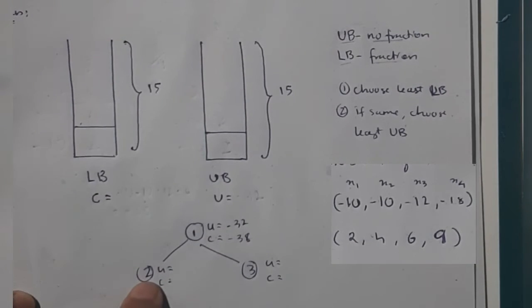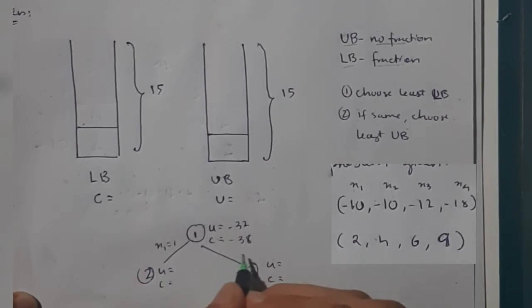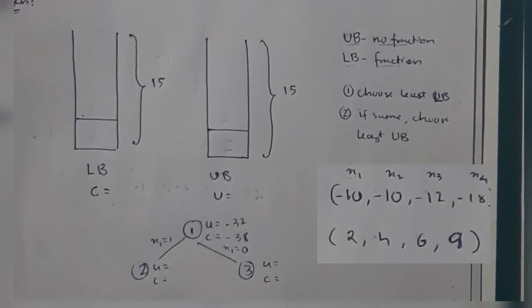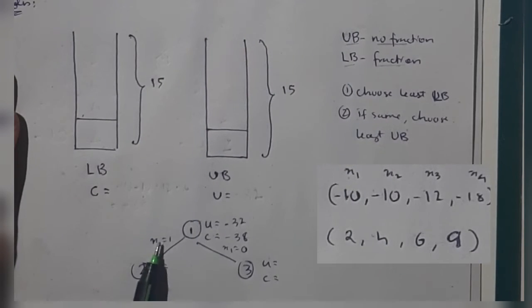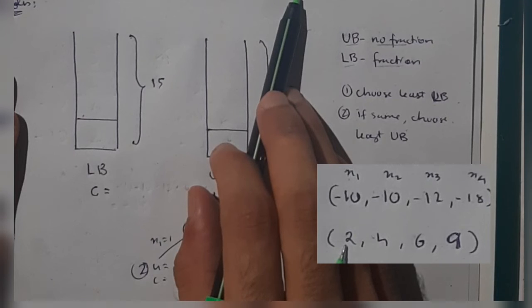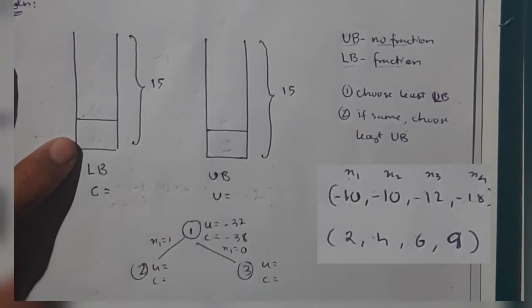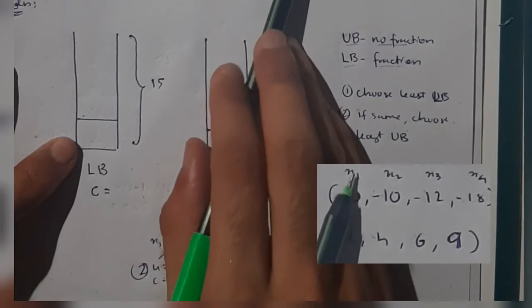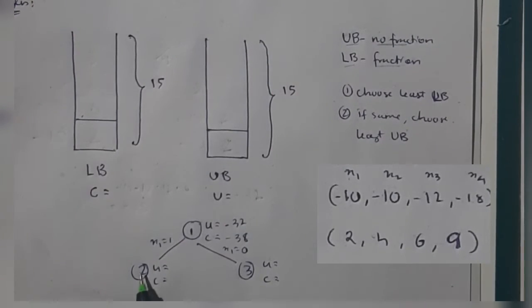Next, for node 2, we'll consider two possibilities: x1 is equal to 1, and x1 is equal to 0. What is x1? x1 is this object. If I write x1 is equal to 1, I'll compulsorily have to include this weight 2. And x1 is equal to 0 means I'll not write 2 here. The first object I'll be excluding, and I'll be starting from 4. So let's solve each case one by one.